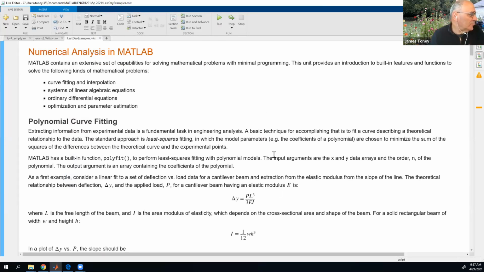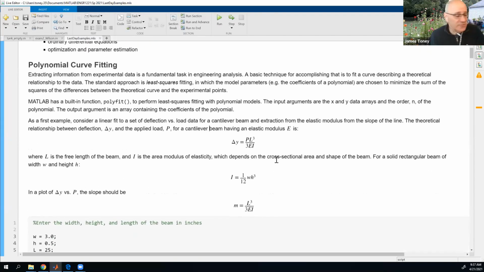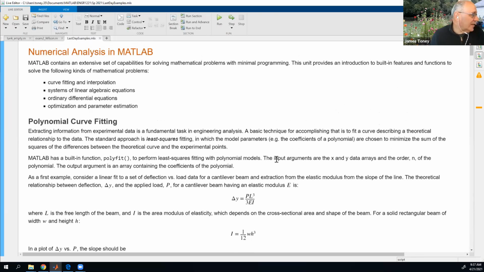So I just want to acquaint you with some of the capabilities that are built in that you'll find very useful in the future for doing different kinds of numerical computations, starting with curve fitting, interpolation, which we've already seen, but we're going to revisit that. Probably the most useful thing you can do with MATLAB that'll really save you a lot of work in your future coursework is knowing how to solve a system of linear equations.